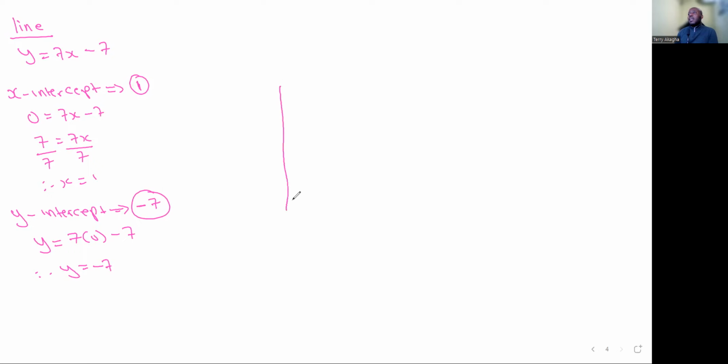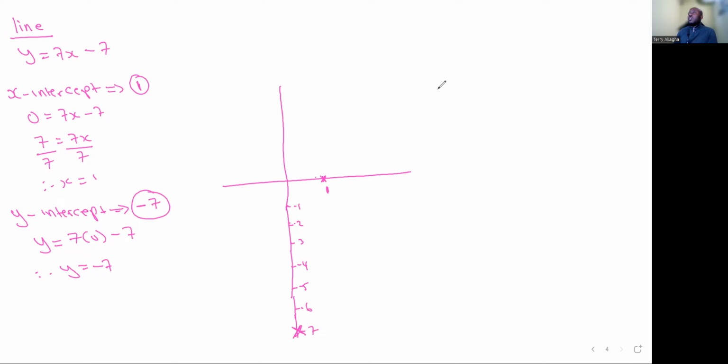So we're going to have something like this. So we have something like that. So the x-intercept is 1, so let's call this 1. And the y-intercept is minus 7. So this is 1, 2. So minus 1, minus 2, minus 3, minus 4, minus 5, minus 6 and minus 7. So this is the point here.